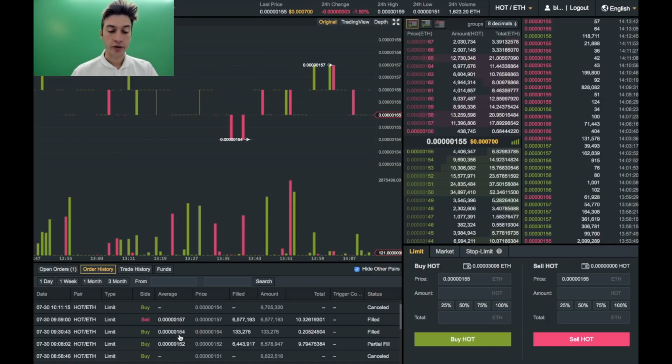So the first thing that I noticed was that HOTF at this price at 908 and 930 Central was severely undervalued. So I bought as much HOTF as I could, which is exactly 10 Ethereum, and I sold it back at 157.